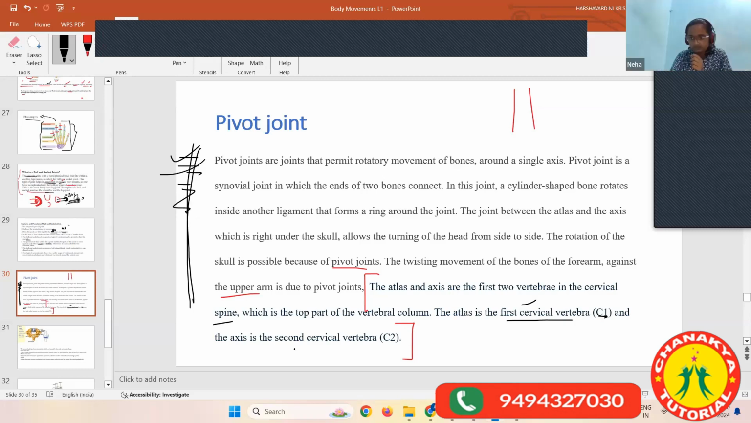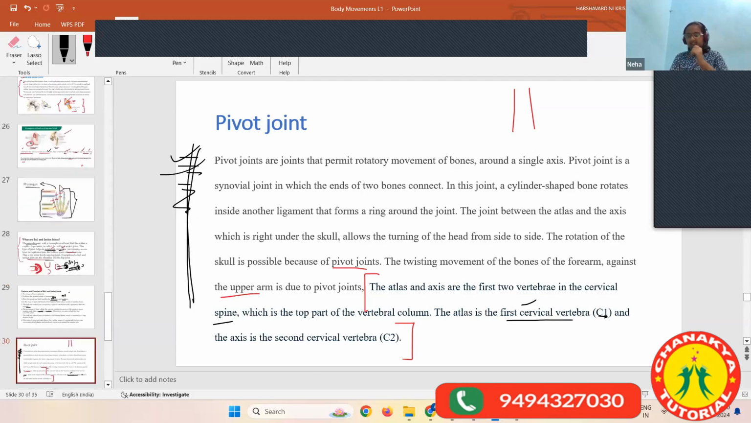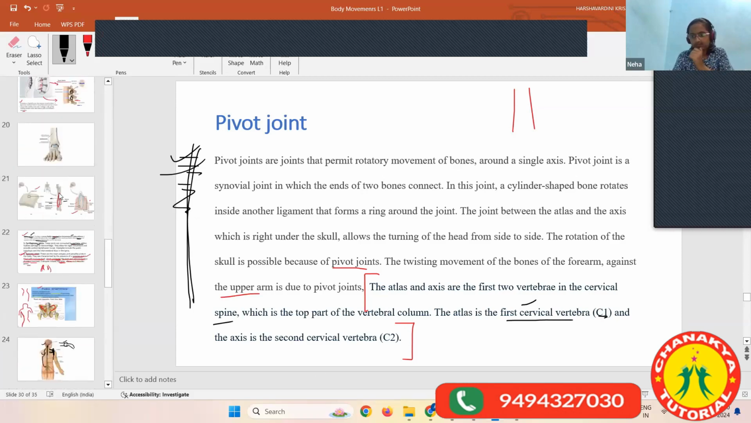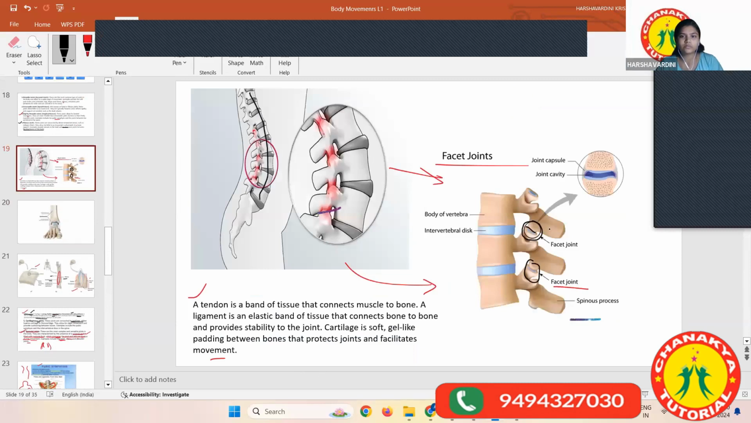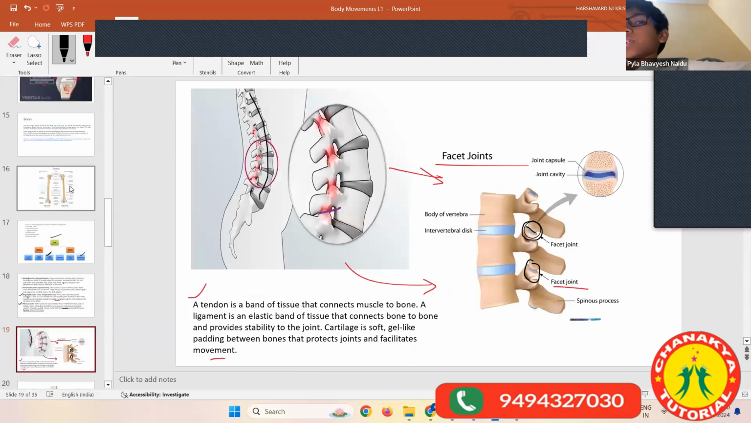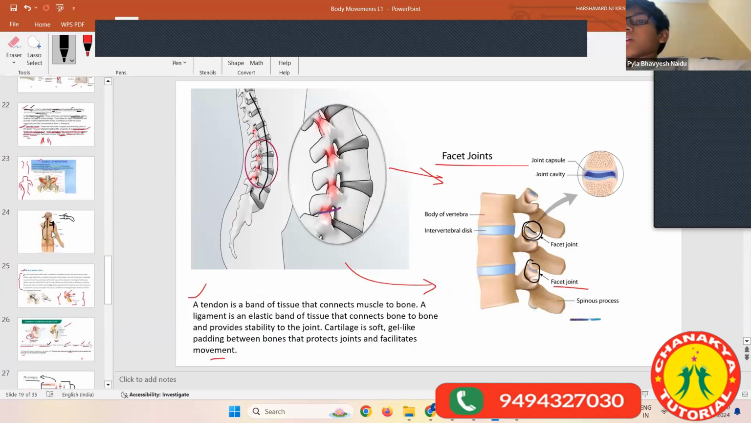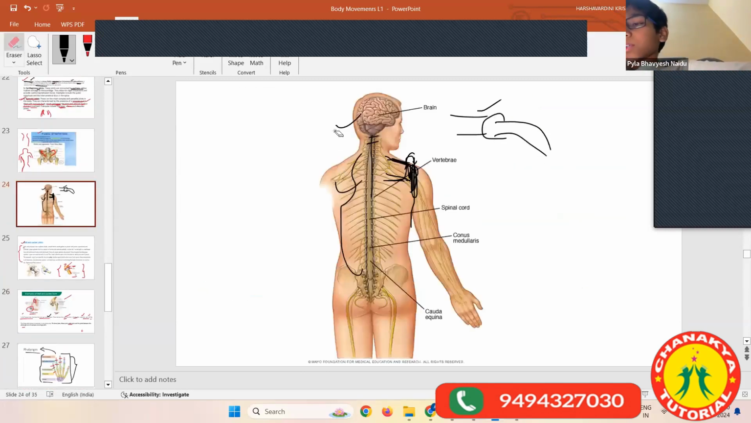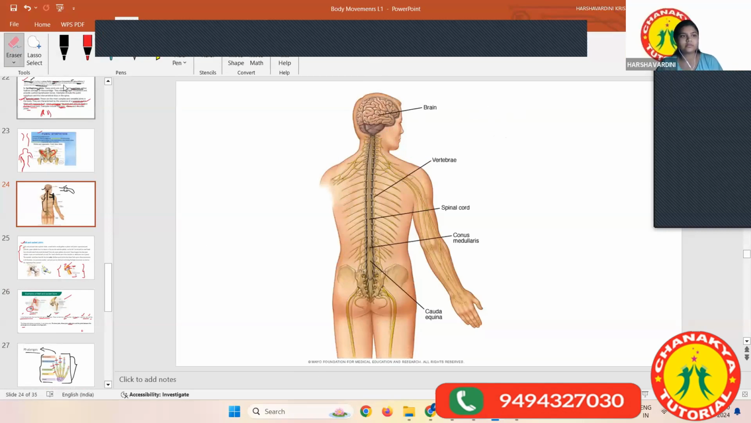Both are muted. Atlas is the first cervical vertebra, and the axis is the second cervical vertebra. Yes, Bhavesh? Ma'am, atlas is the first cervical vertebra, and the axis is the second cervical vertebra. Yes, cervical vertebrae.